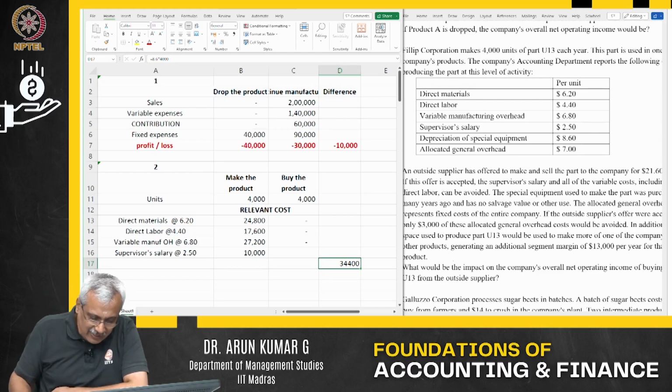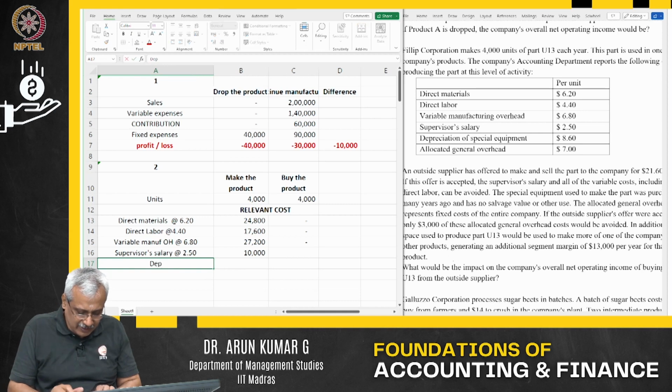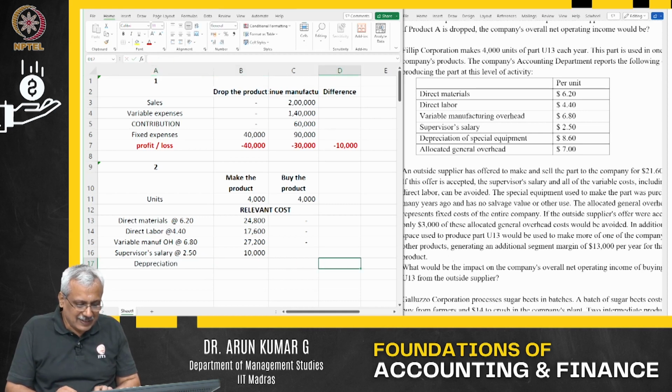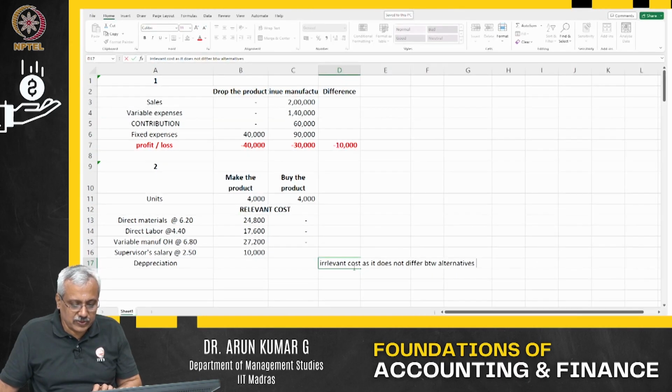So, I will not even consider this depreciation. Let me write: depreciation is irrelevant cost as it does not differ between alternatives. I am just going to let it be like this out here.